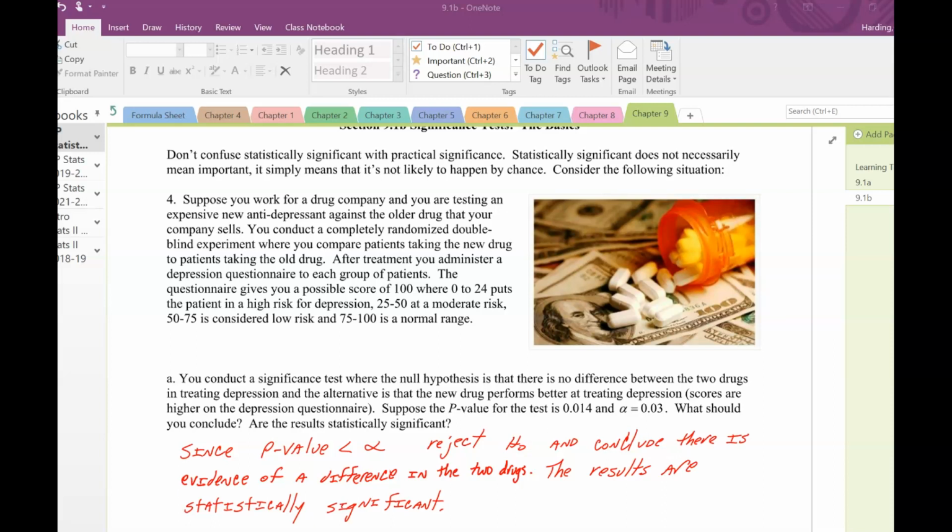All right, looking at those numbers right now, we notice that the p-value is less than alpha. So therefore, we can reject the null hypothesis that there is no difference between the drugs, and we have evidence to say that there is a difference between the drugs. The results are considered statistically significant.